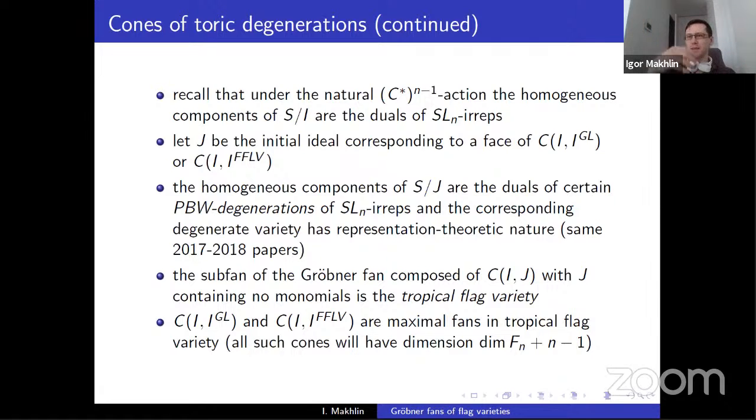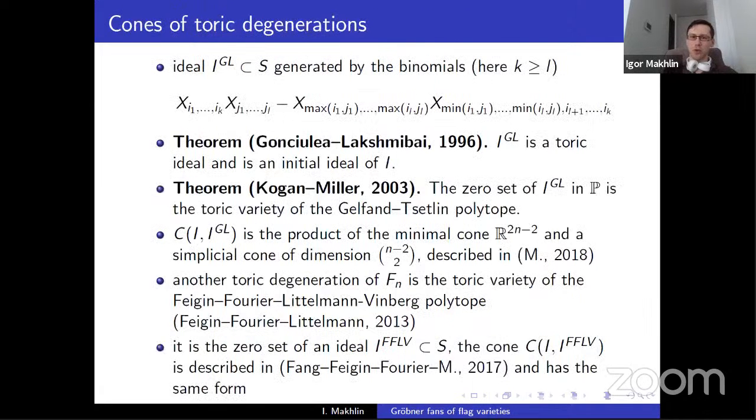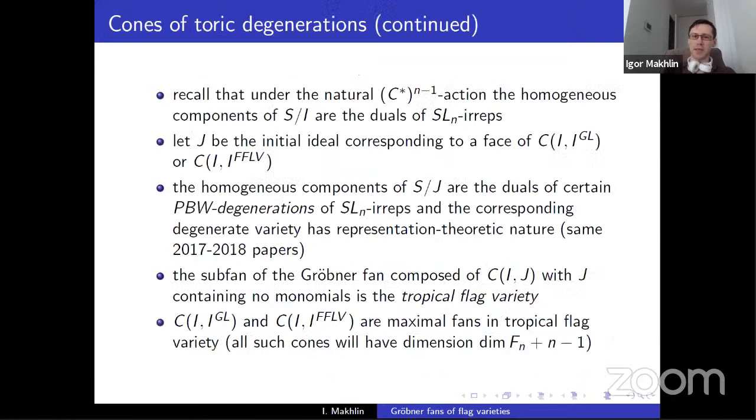It is easily seen that it defines a subfan of the Gröbner fan. And this subfan is our tropical flag variety, or maybe the subfan modulo the lineality space. And why I'm saying this is because these two cones that were described in these papers are not maximal in the Gröbner fan, but they are maximal cones in the tropical flag variety. And so this is why they're interesting, because they describe the structure of the tropicalization.